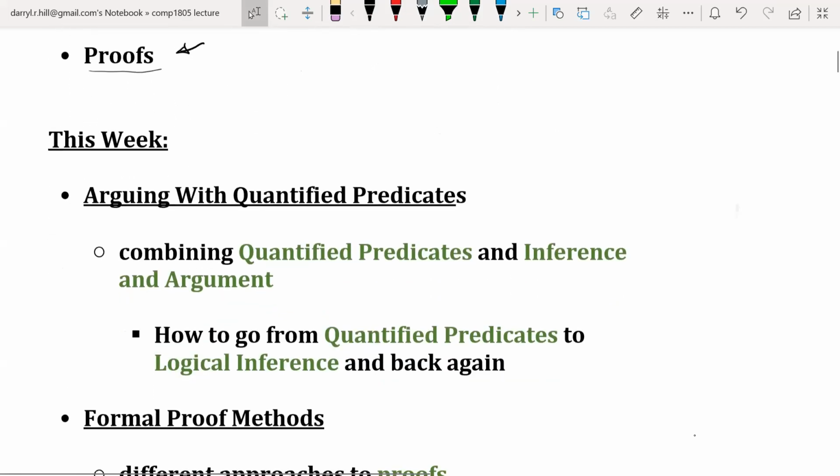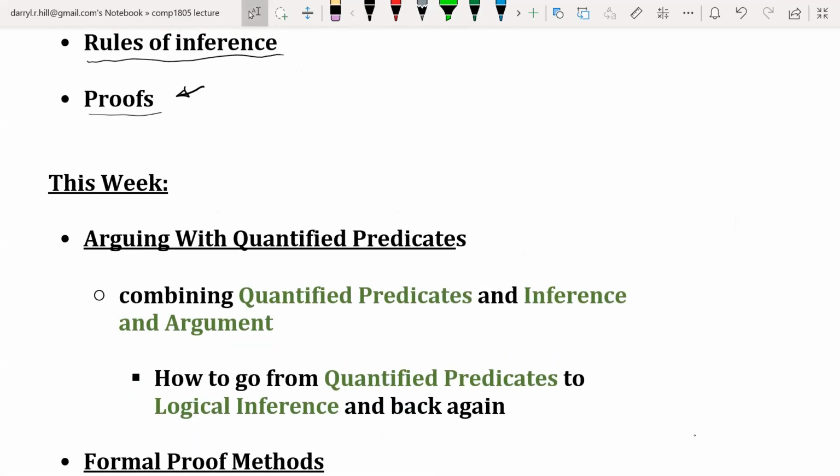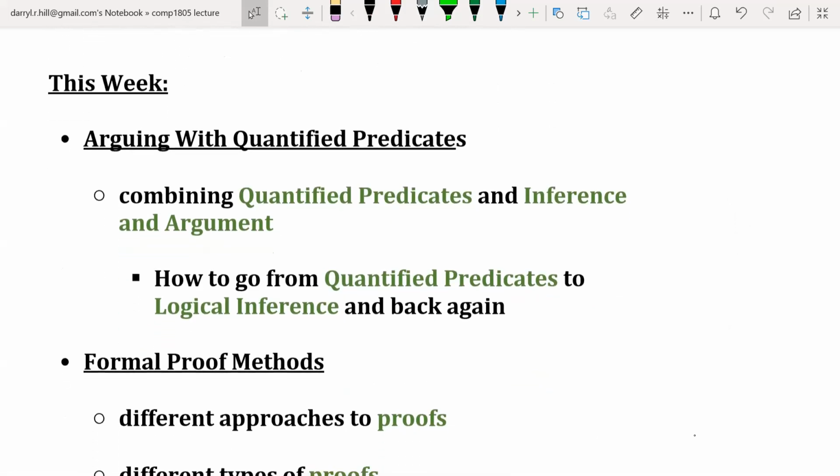So this week, we're going to combine those two ideas. We're going to talk about arguing with quantified predicates. So we said before that we can't really use these rules of inference with quantified predicates, which is true, but we can convert them into some form that we can then use and argue with, and then convert them back into a quantified predicate if we want. So we're going to talk about how to go from quantified predicates to logical inference and back again. So once we're in the logical inference, then we can use our regular arguments and get to the conclusion that we want, and then we can transform back into a quantified predicate if we want.